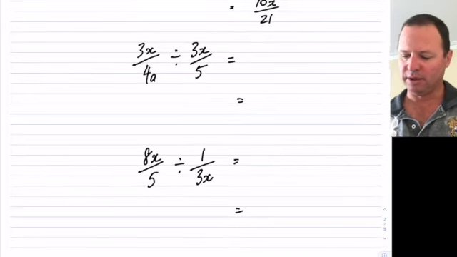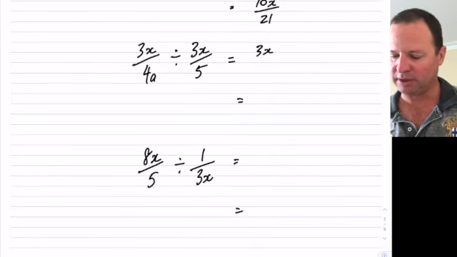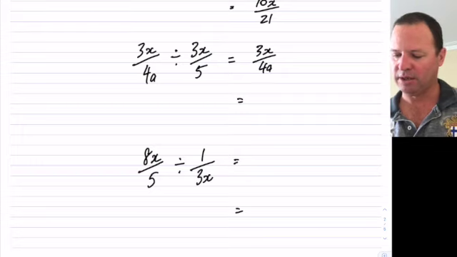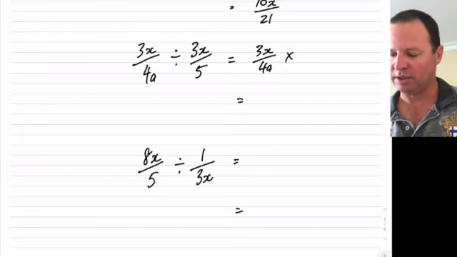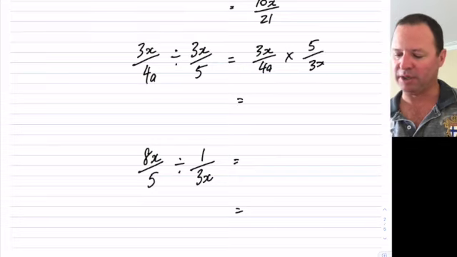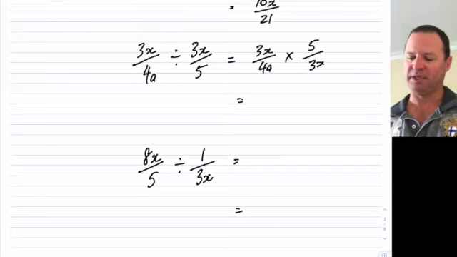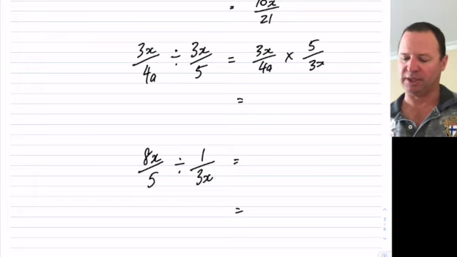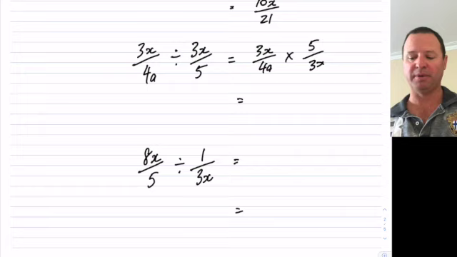Alright, the next one. I'm going to keep the first one, 3x on 4a. I'm going to flip the second one and change it to a multiplication. Alright, multiply across the top, and here I could look for common factors early.